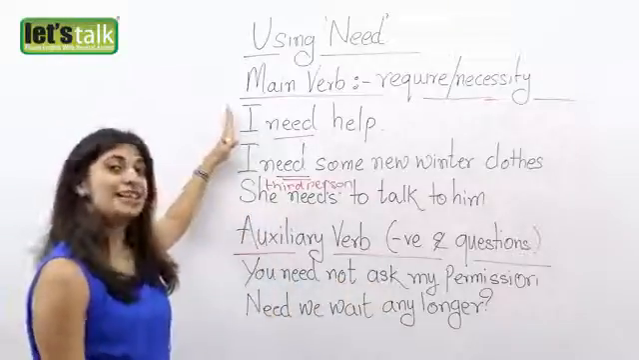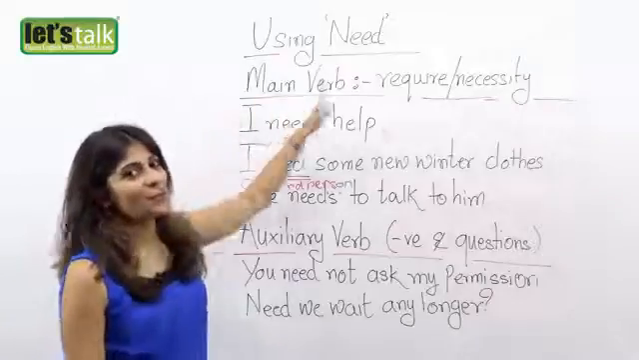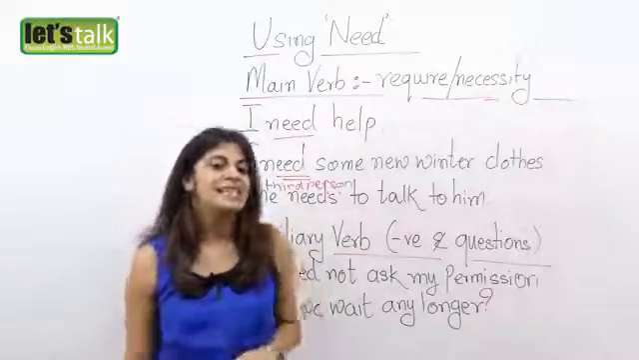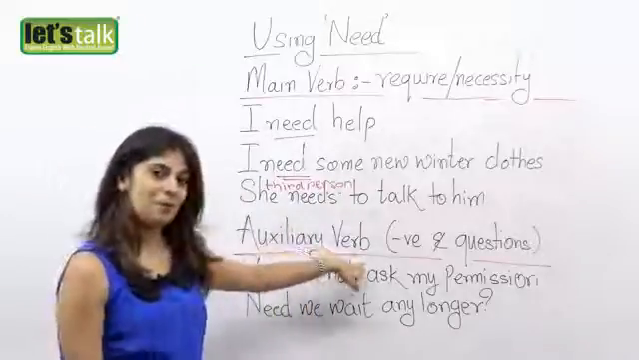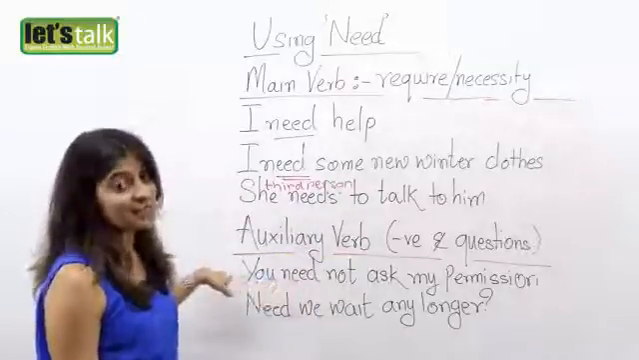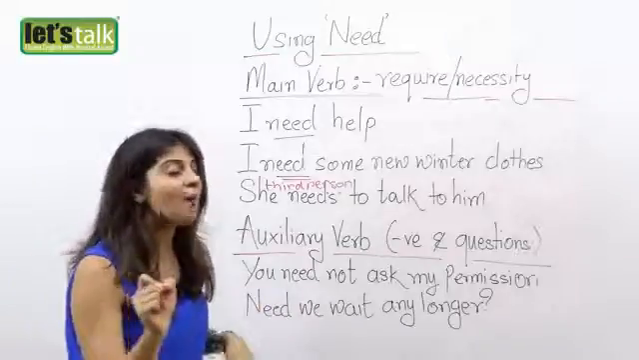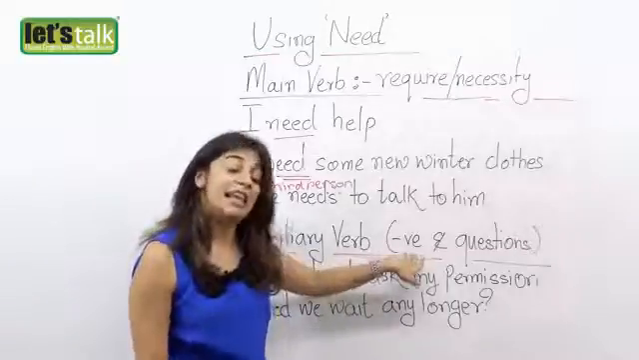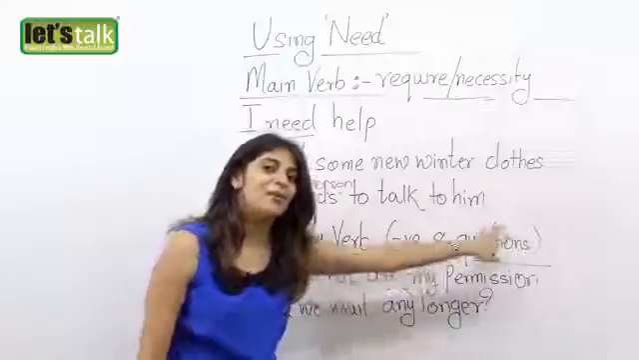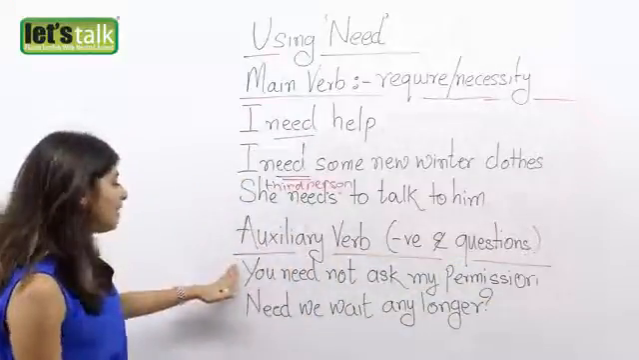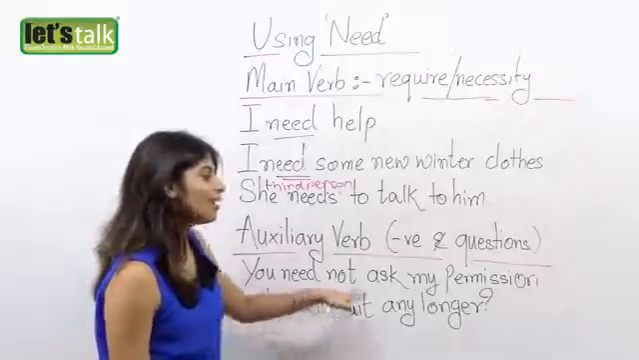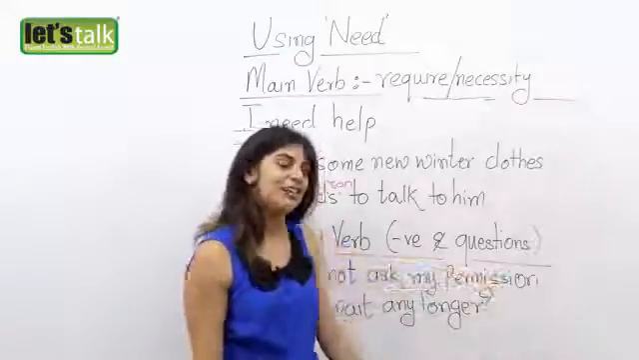So here we learned need when used as your main verb. Now let's see how need can be used as an auxiliary verb. Now, when need is used as an auxiliary verb, it is commonly used in negative sentences and also in questions. To explain this to you, we have a sentence here, you need not ask my permission.